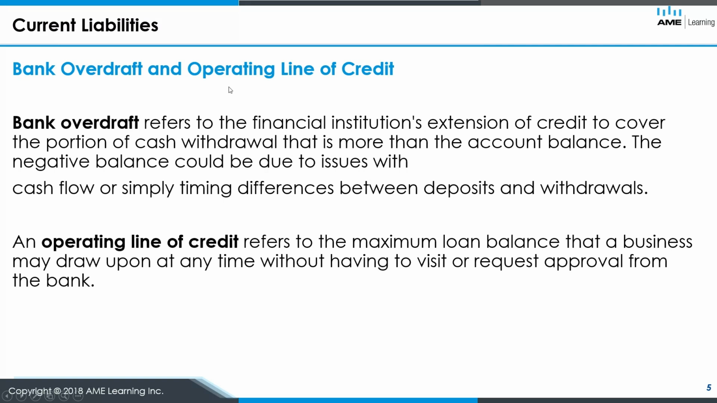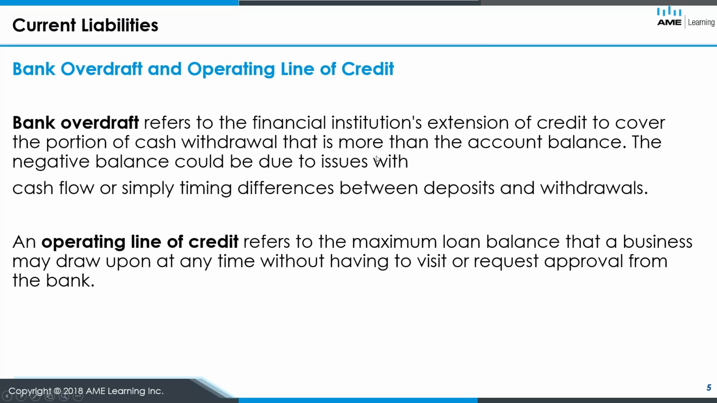Bank overdrafts, operating lines of credit. You might have had some bank overdraft fees at some point in your life. That's where you accidentally withdraw more money than you actually have available. And then you can end up with a situation where you have to pay fees and pay the bank back for that. It's kind of an automatic loan that they might extend to you for a certain amount.